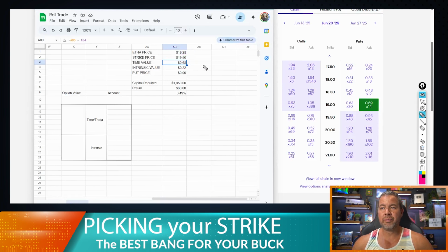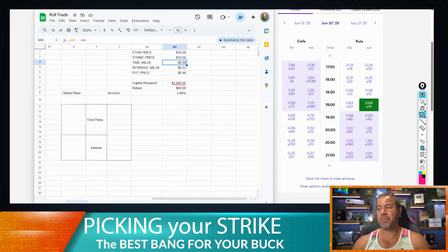So we know for sure, no matter what the ETHA price does, we are going to make 68 cents, because that's just the time value. That's the decay value, that's what's going to go down. That's the volatility value. And we know our capital required is $1,950, the strike price times 100. Your return is going to be $68 over the week, which is 3.49%.